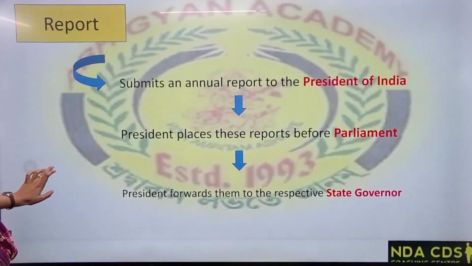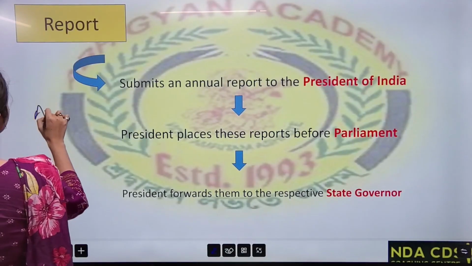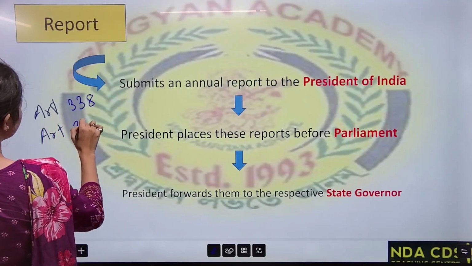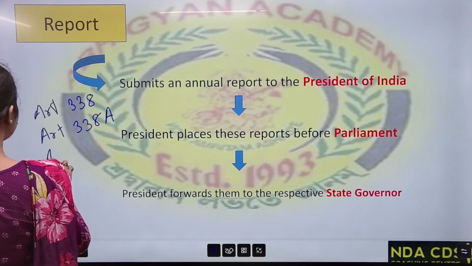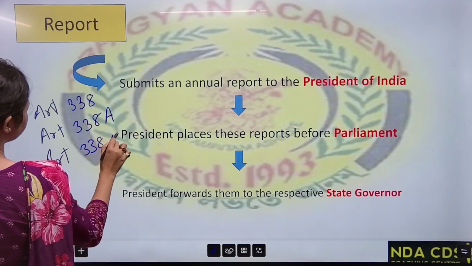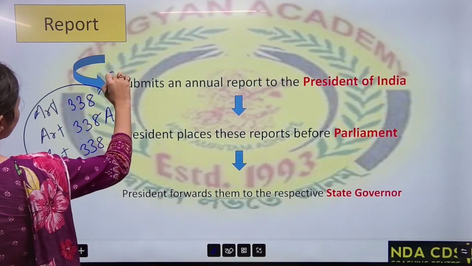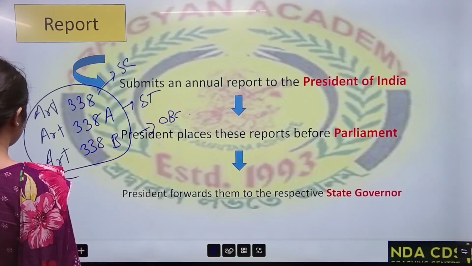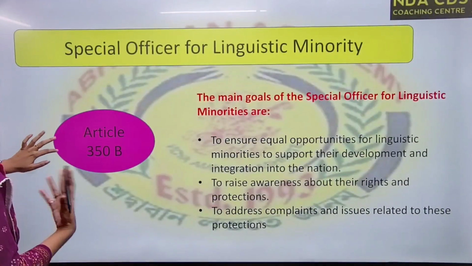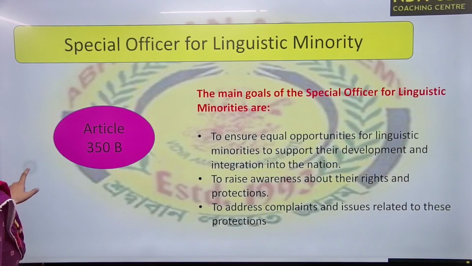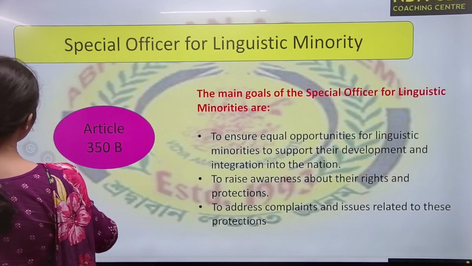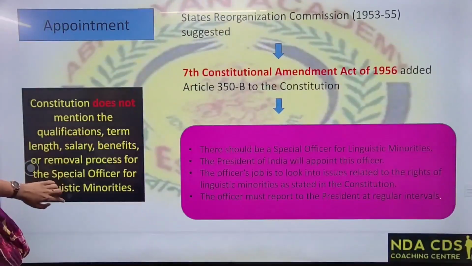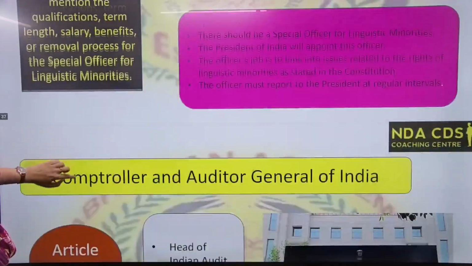So you should remember Article 338, Article 338A and Article 338B. This is for scheduled caste, scheduled tribe and OBC. Fine. Then here comes the next body, Special Officer for Linguistic Minorities. Just remember the article 350B. Article 350B, nothing else. Same, appointment will be done by the President.